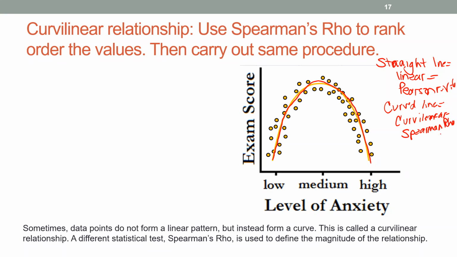But in essence, instead of using the raw values of the points, we'd be ranking each of these points and comparing the ranks. And we'd be expecting that for people who ranked at the high level, the two variable ranks would be similar, so that the highest are going with the highest and the lowest are going with the lowest. Here's an example of it: level of anxiety and exam score.